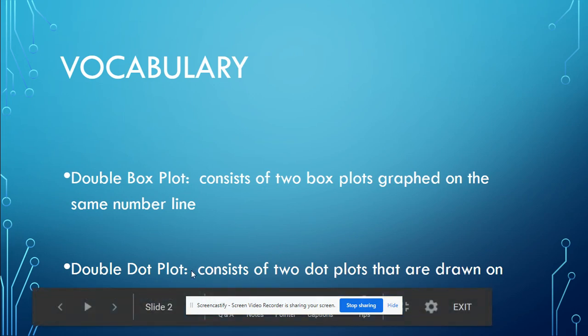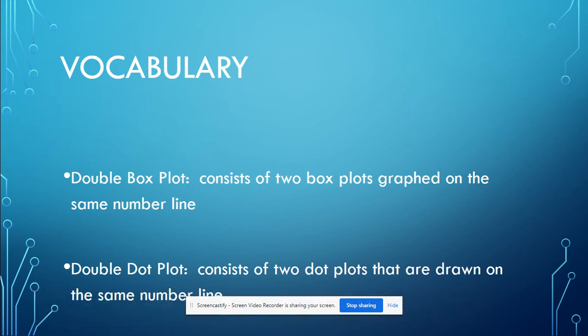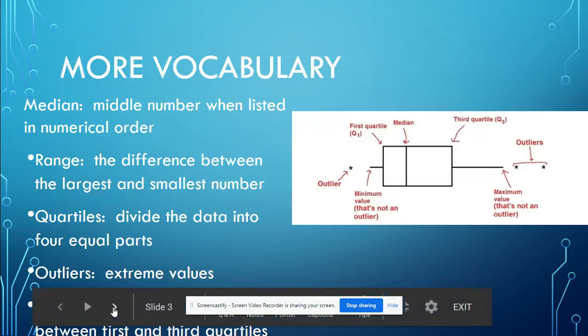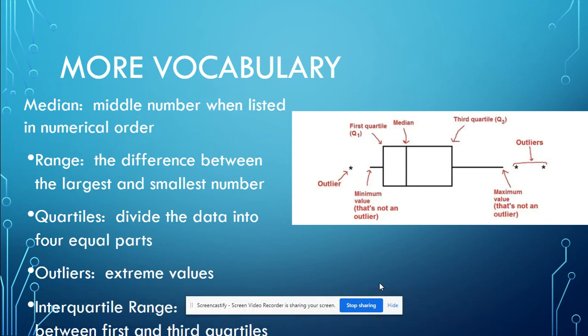And then a double dot plot consists of dot plots. So every dot is representing a quantity of one, and then you can see the values that they're connected with. So we're going to look at both examples of these. I think the dot plot itself is just maybe a little bit easier to understand. Box plots are a little bit different, and I think this is the first time you've ever seen those. So this is kind of what a box plot looks like.